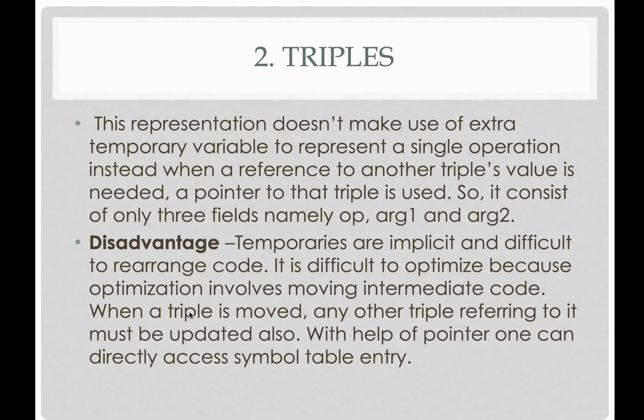And coming to the disadvantages of the triples, temporaries are implicit and it is difficult to rearrange the code. Here rearrangement of the code will become difficult. It is difficult to optimize because the optimization involves moving intermediate code. So when a triple is moved, any other triple referring to it must be updated also. With the help of the pointer one can directly access the symbol table entry.